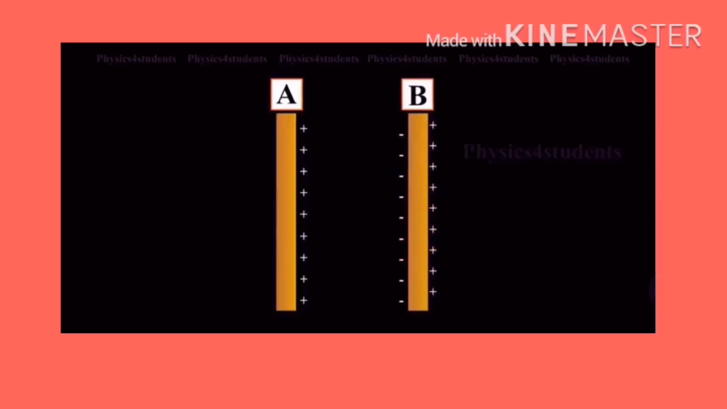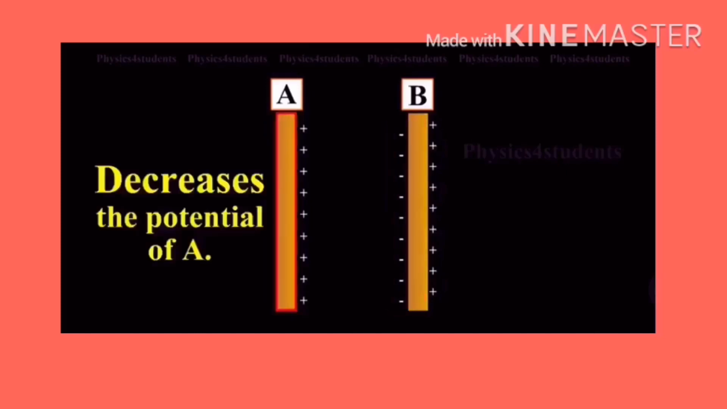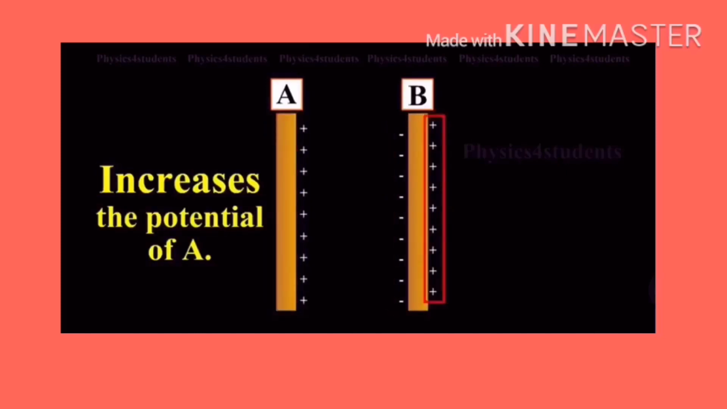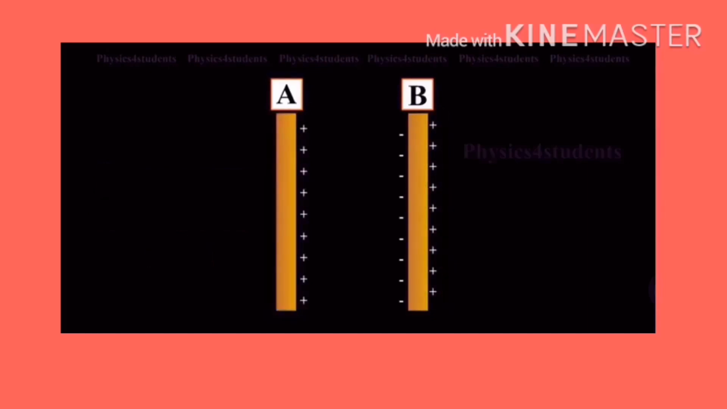Let us bring another metal plate B near plate A. Due to electrostatic induction, negative charge will appear on the inner side of plate B and positive charge will appear on the outer side of plate B. Negative charge will decrease the potential of plate A, but positive charge will increase the potential of plate A. But the overall potential of plate A will decrease because the negative charge is nearer to plate A. Hence, the capacitance of plate A will increase.